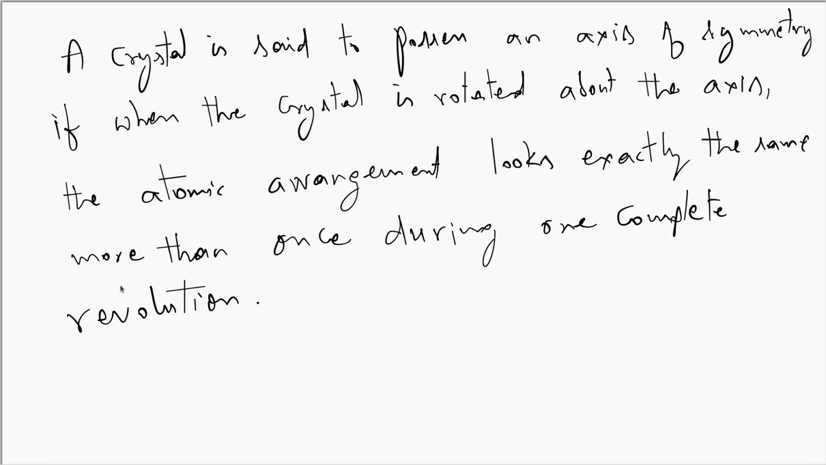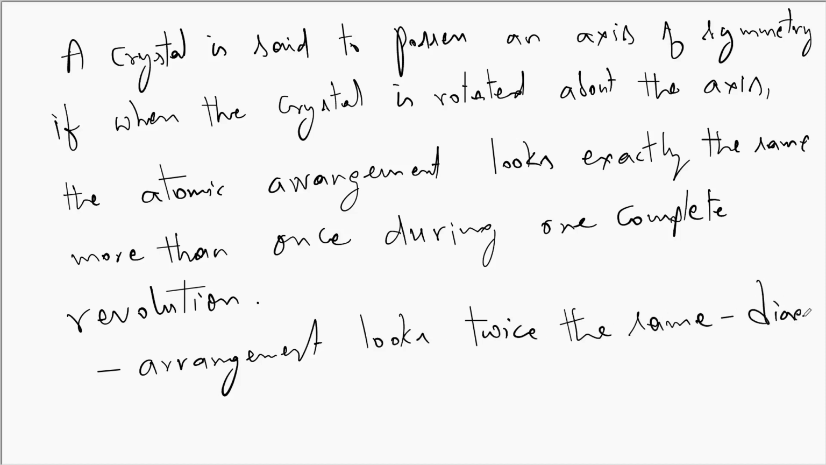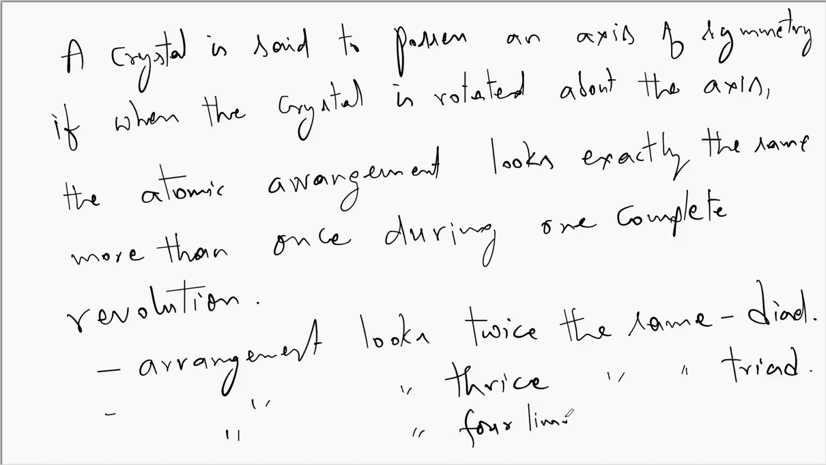A crystal can have different symmetry axes. If the atomic arrangement looks exactly the same twice in one full revolution, then you call the axis a dyad. And if the arrangement looks thrice the same, then we have a triad. Similarly, if the atomic arrangement looks exactly the same four times, then you have a tetrad. And if it looks exactly the same six times, then you have a hexad.